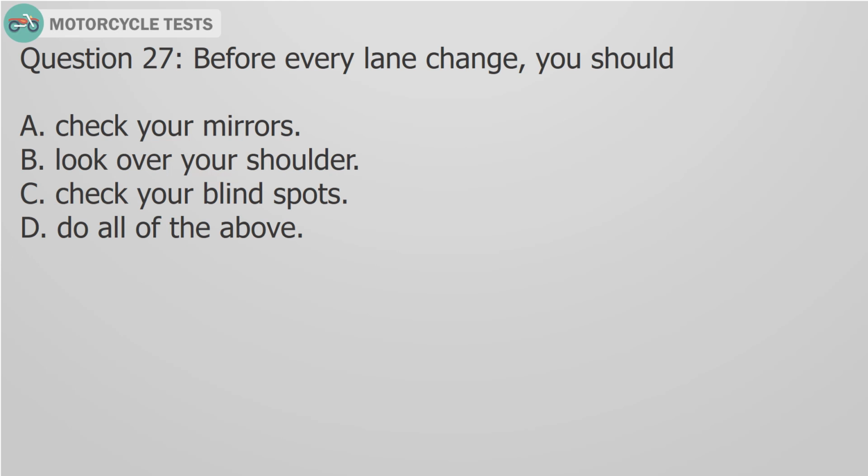Question 27. Before every lane change, you should A. Check your mirrors. B. Look over your shoulder. C. Check your blind spots. D. Do all of the above.